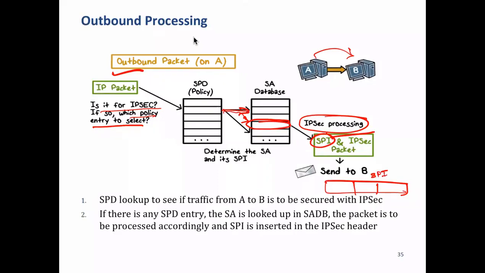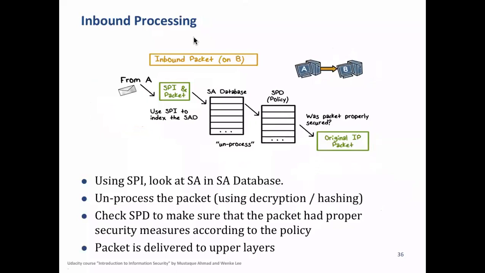So this index, which Bob informs as part of negotiation, you put it here and then send the packet. So Bob will look into his own security association database and then do the processing. All right, and this is inbound processing. It means that now the packet has come from A to B. It has already SPI available.